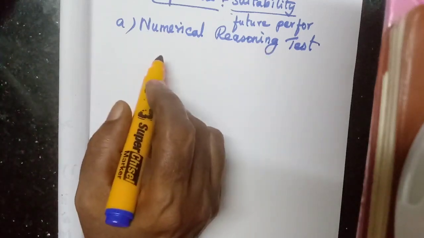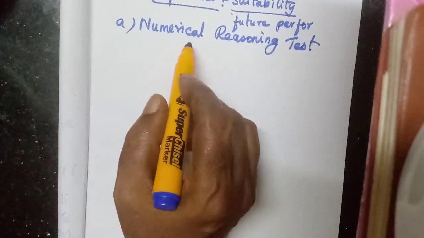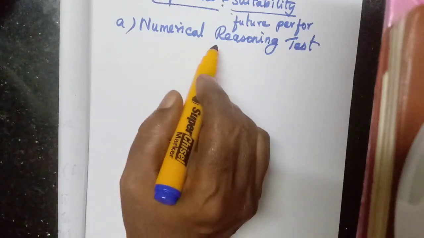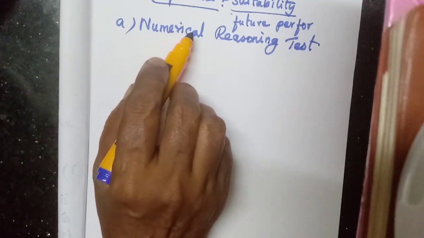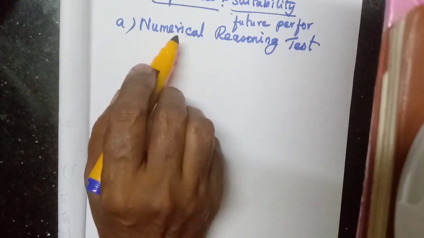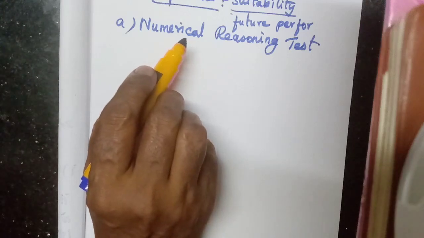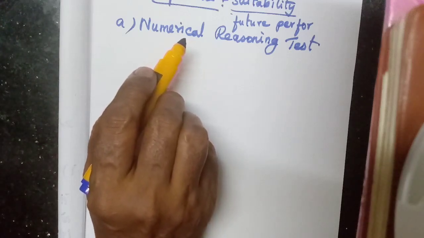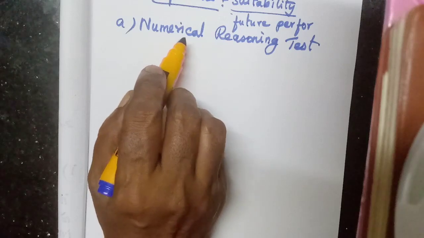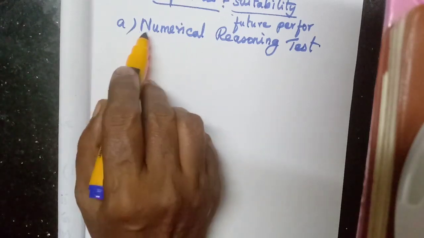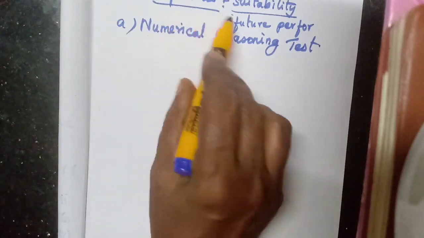Numerical reasoning: here numbers will be given. All will be multiple choice questions only. They have to select a particular answer. From that they will conclude whether that person is understanding and whether he is able to take a decision. For that, various aptitude tests are available.